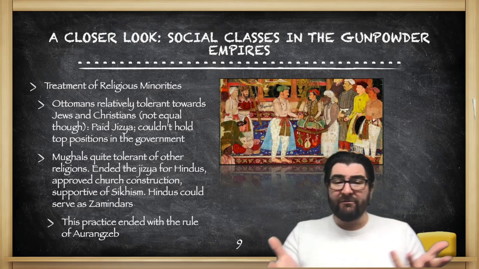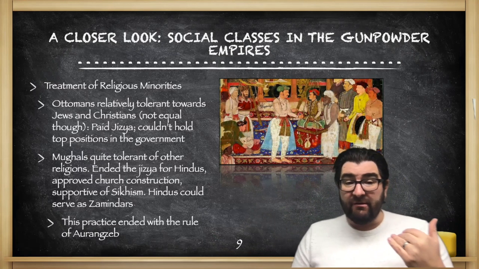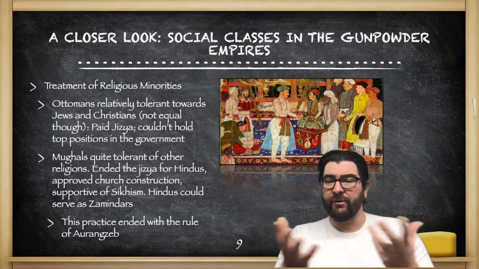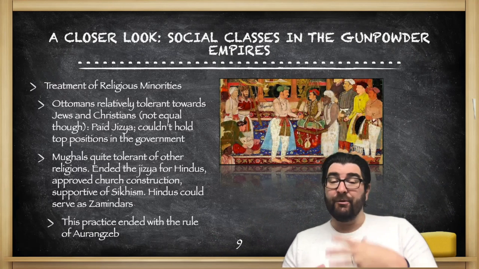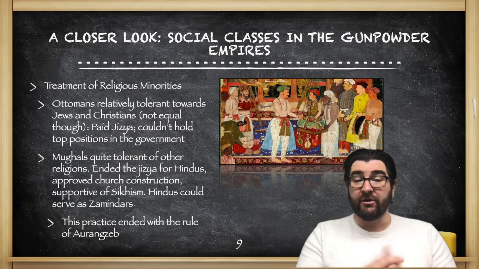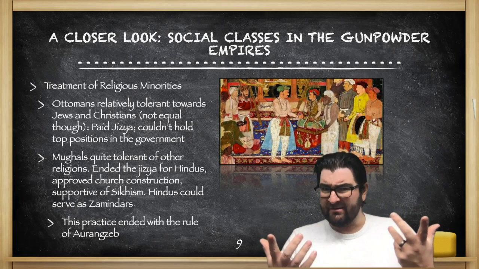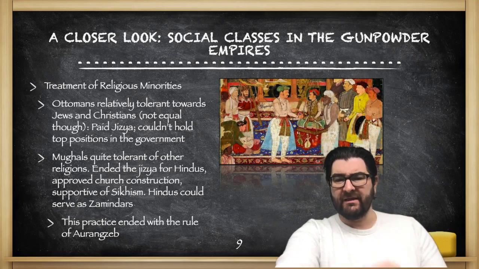The Mughals, however, were quite tolerant of other religions. They would end the jizya for Hindus. They would approve, this is especially under the ruler Akbar, new church construction. They would be supportive early on of Sikhism. Hindus could serve as zamindars. But this tolerance within the Mughal Empire, as we already said, would start to turn around under the rule of Aurangzeb in the late 1600s.